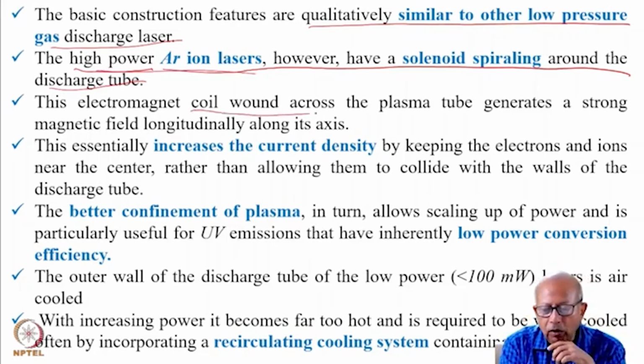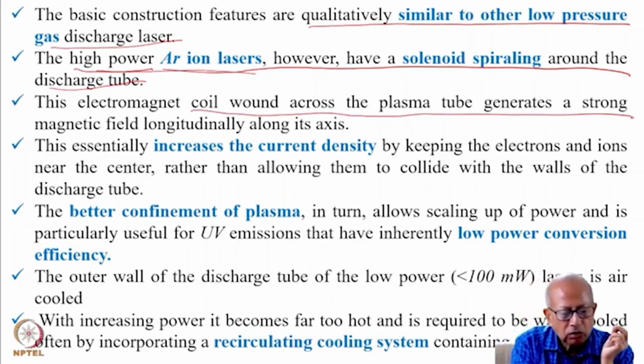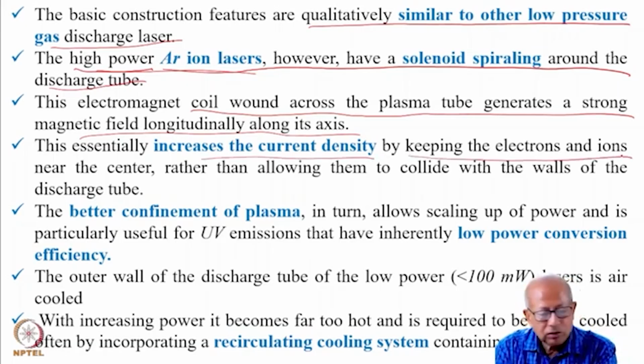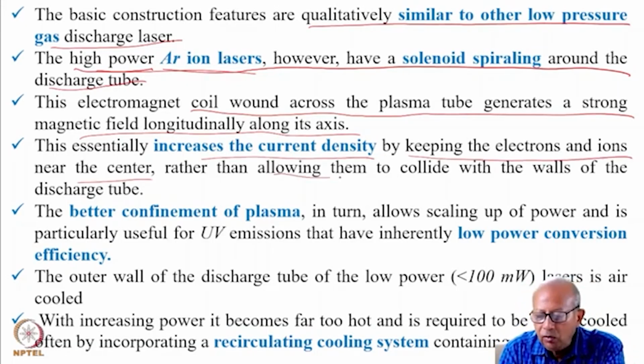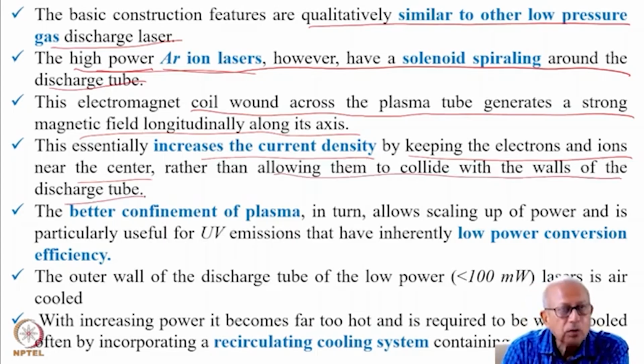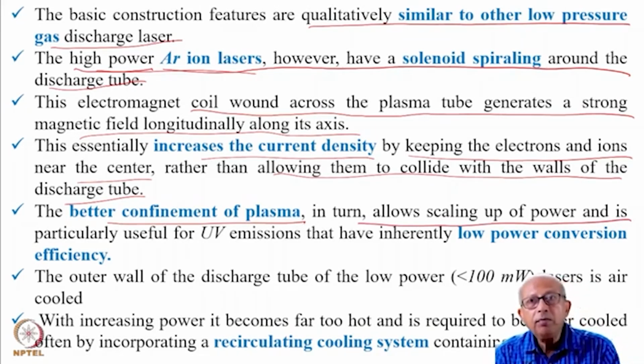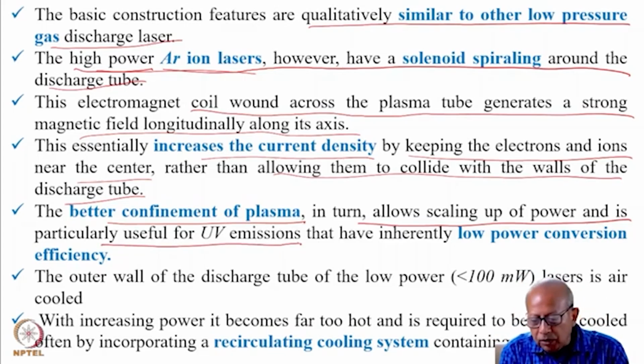So this electromagnetic coil wound across the plasma tube generates a strong magnetic field longitudinally along its axis, as I said. This essentially increases the current density by keeping the electrons and ions near the center, rather than allowing them to collide with the wall of the discharge tube. The better confinement of plasma, in turn, allows scaling up of the power. That is because you are increasing the number of light emitting species, which here is argon ion, and is particularly useful for UV emission that have inherently low power conversion efficiency.